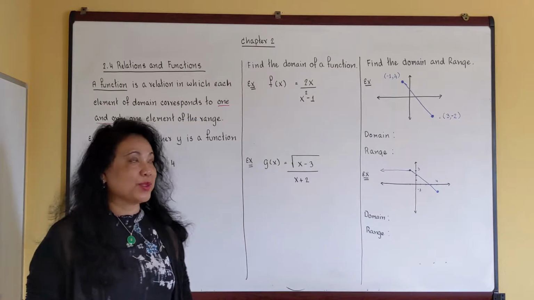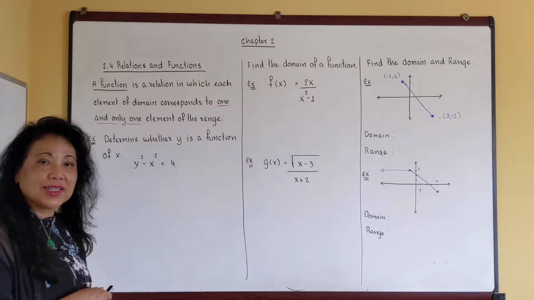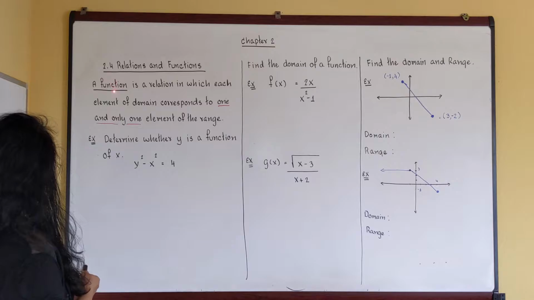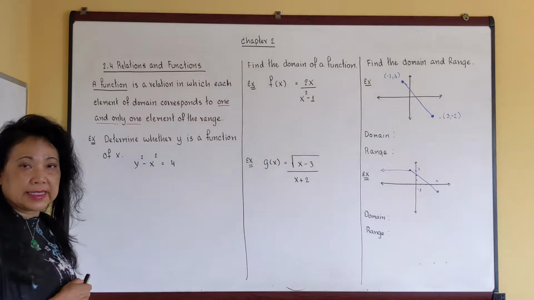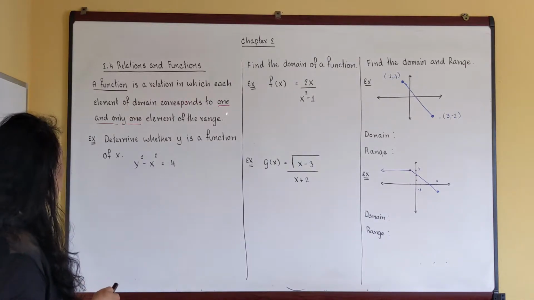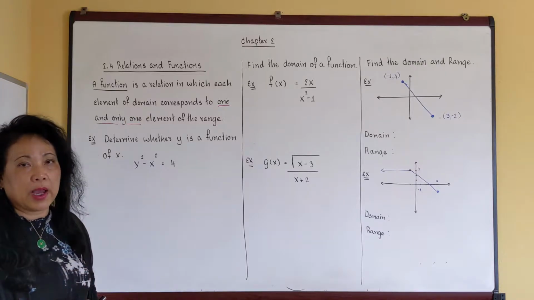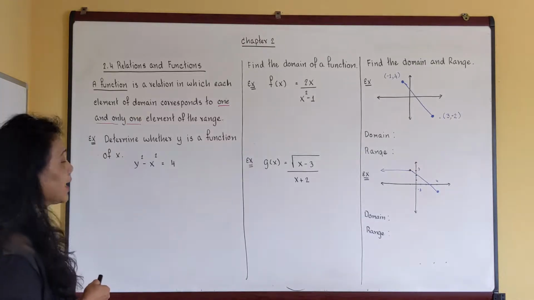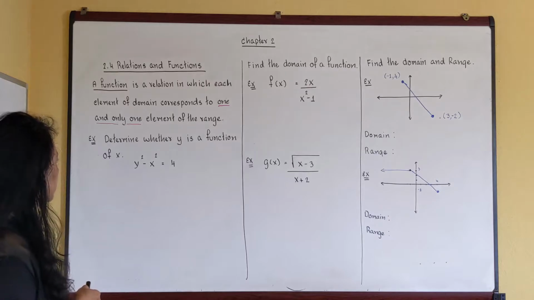Let's continue our chapter 2. This section is relations and functions. So let's look at the definition. A function is a relationship in which each element of the domain, which is the input and usually is the x, corresponds to one and only one element of the range. The range is the output, so basically you have input and then you have output. Input usually is the x and output is the y. So you have one and only one element of the range.